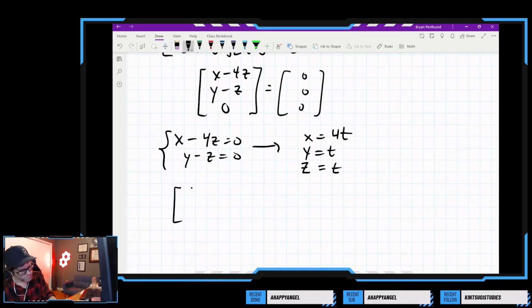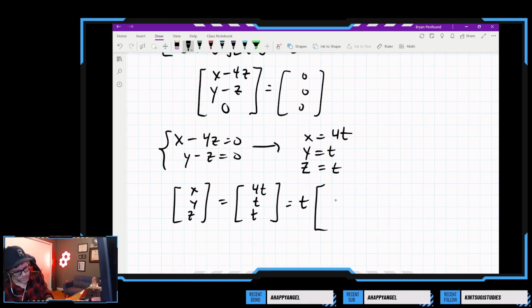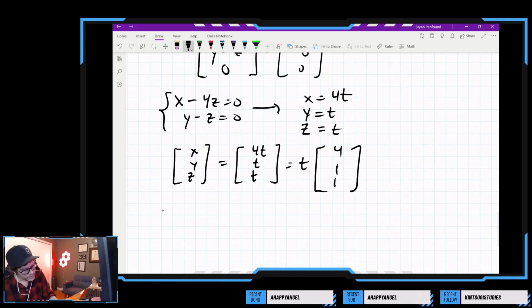And so this means that my eigenvectors are going to look like 4t, t, and t. And if we factor out that parameter, we should get 4, 1, and 1. So we get a single vector here again. So just one free variable, right? One free parameter.